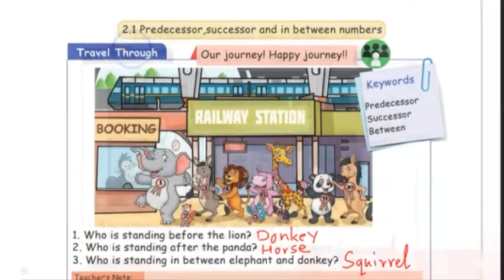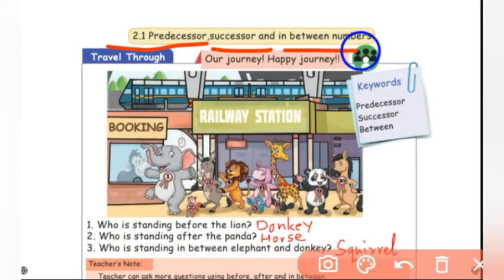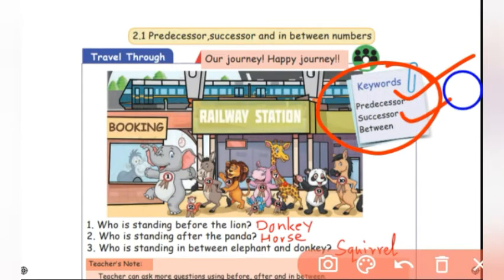Next, predecessor, successor and in between numbers. Predecessor means before, முன்னாடி இருக்கிறது. Successor means after, அடுத்தது. In between means middle, நடுவில் இருக்கிறது. These are the keywords in this lesson: predecessor, successor, between.